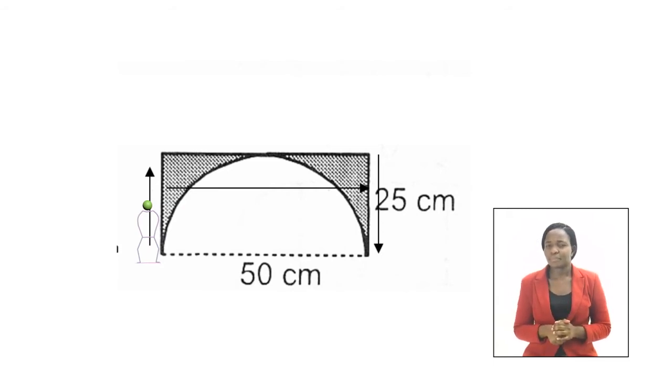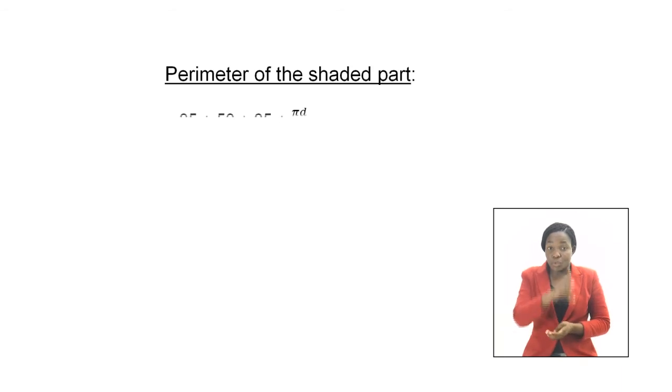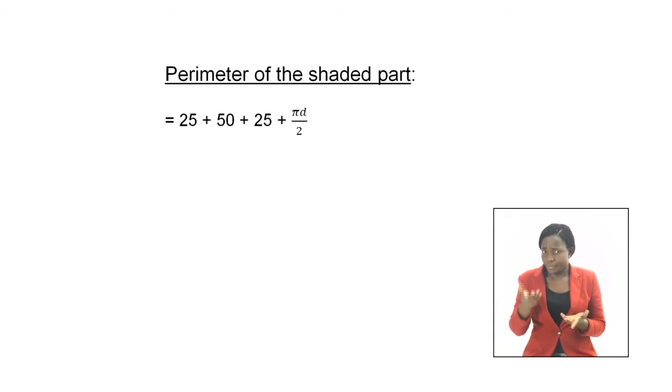So there are 4 parts to the perimeter of the shaded area. We have to add the breadth plus the length plus another breadth, and instead of another length, it is the circumference of the semicircle. Remember, we are just talking about the shaded area now. So the perimeter is 25 plus 50 plus 25 again, plus pi multiplied by the diameter divided by 2. Is that correct? Yes.